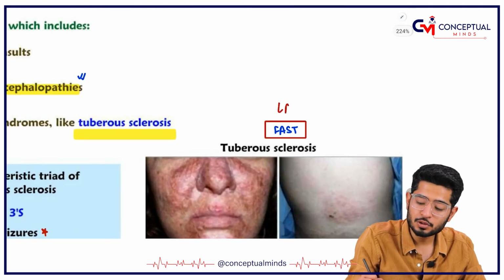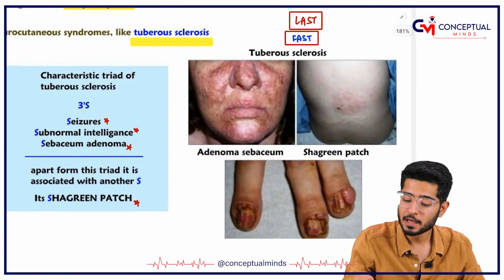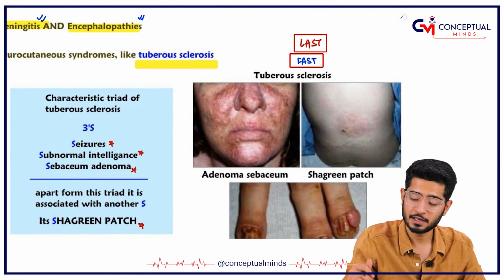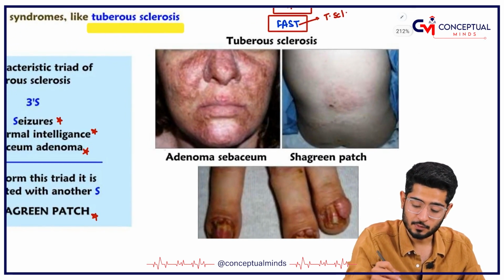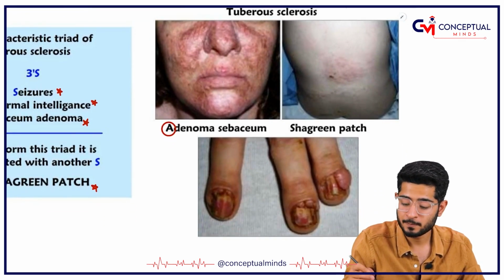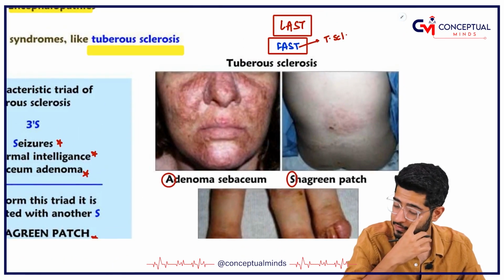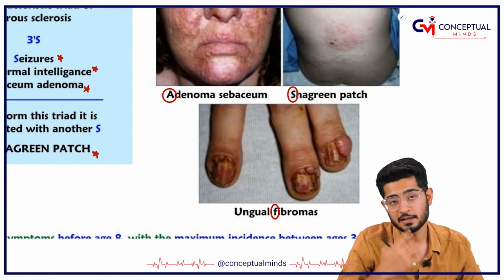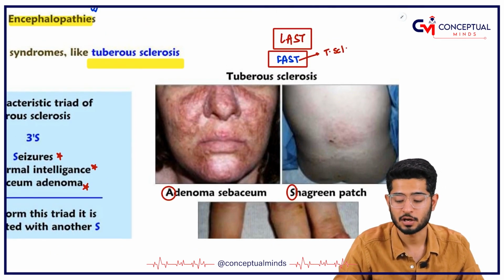So there are actually two mnemonics, please understand, FAST and LAST. Now FAST and LAST means what? See, FAST means in tuberous sclerosis, please understand I am telling you about the tuberous sclerosis only. T for tuberous sclerosis. You are going to have A, S and T. What is A? A for adenoma sebaceum. S for Shagreen patch, and T is actually the tuberous sclerosis, and what is F? F is the fibromas, where on the fingernails. So ungual fibromas, adenoma sebaceum and Shagreen patch.